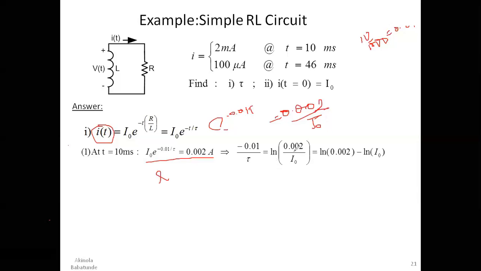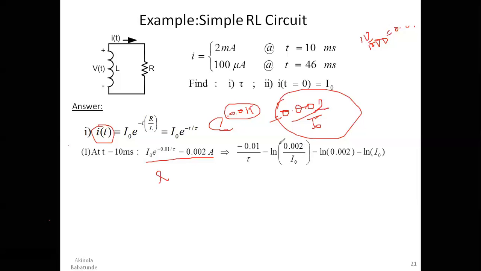So if you have this, you can then take the logarithm of both sides. If you do that, you have ln of exponential of these equal to ln of this entire expression. So ln of this would leave us with just minus 0.01 over tau. All right, if you still remember the mathematics properly, that would be equal to ln of 0.02 over I naught.